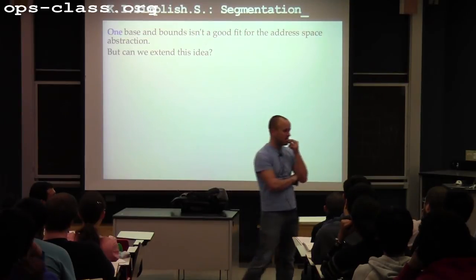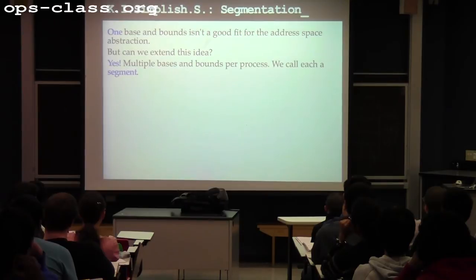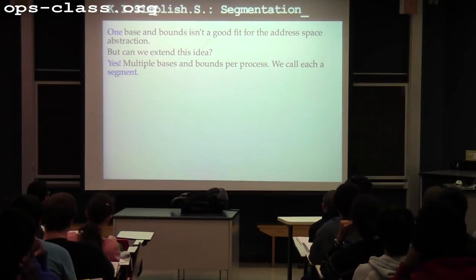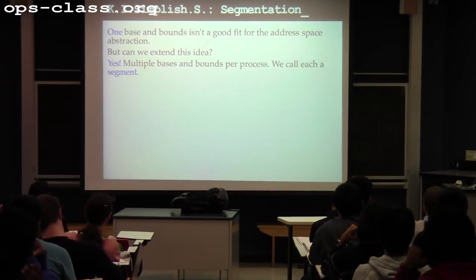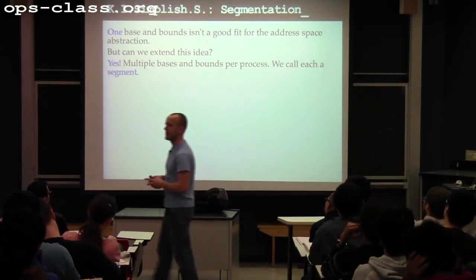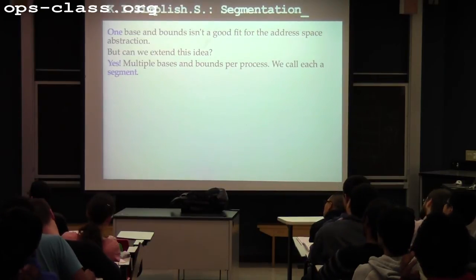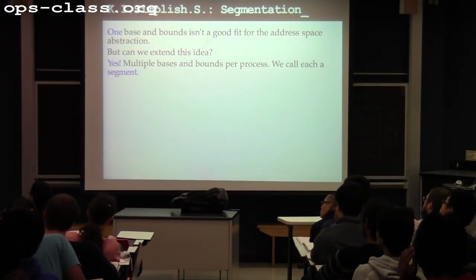Yeah, Mac. What if you had a base and bounds for each one of those segments within the process? Yeah, what if we can do multiple bases and bounds per process? And this is what segmentation is. So this is the next approach we're going to talk about. Despite the fact that it's different in certain ways than what real systems actually do, this approach has properties that have survived to present systems.